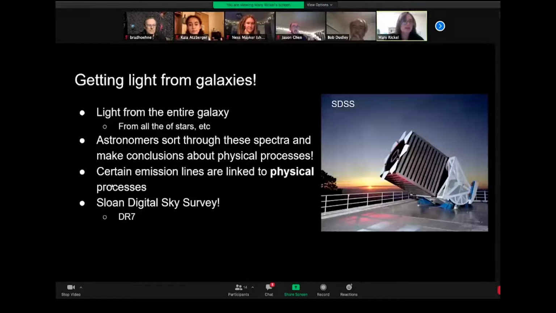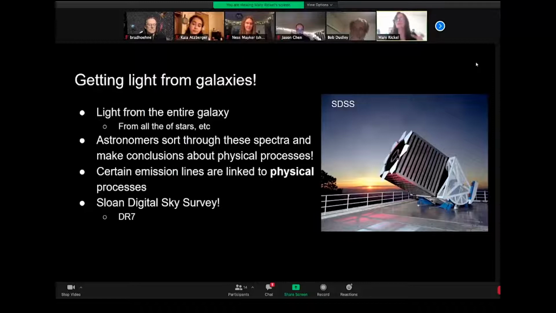Okay, so how do we get the light from these galaxies? There's a variety of wonderful telescopes that exist whose sole job is to get this. And when we get the light from the galaxy, we're getting all of the light and everything that's contributing to it. So it could be stars, it could be other sources of light, but we're getting just kind of like a conglomeration of different light.